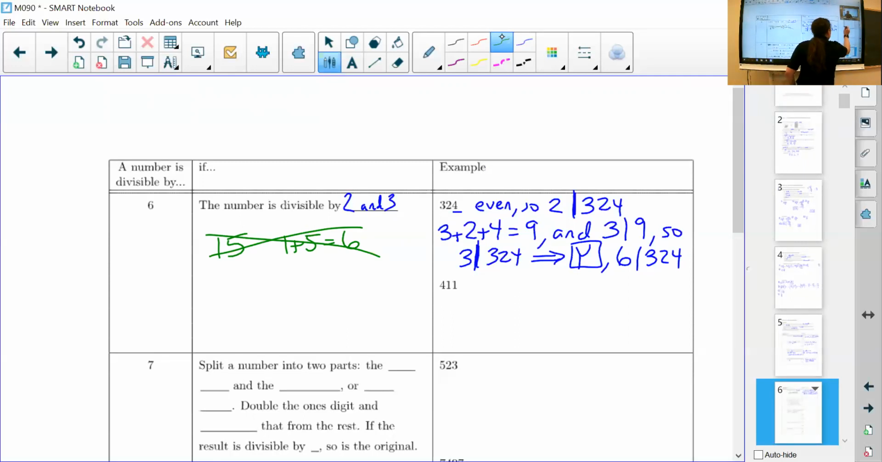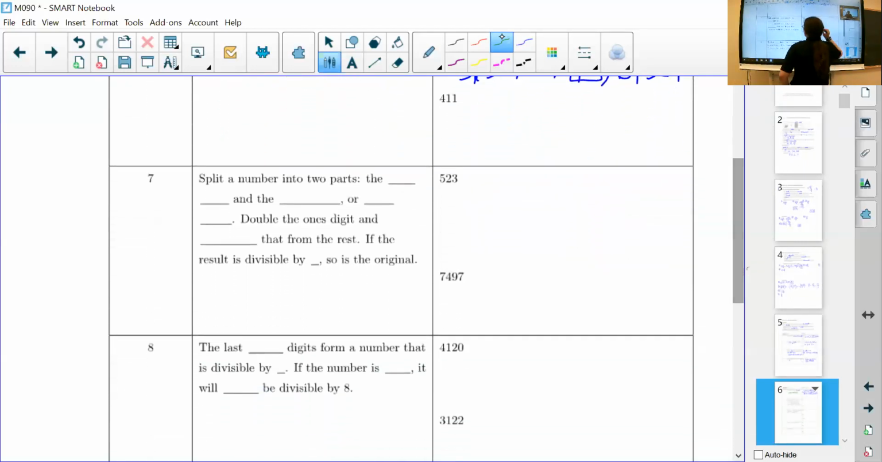The rule for 7 is probably the trickiest one. So it'll take a little bit of practice. What we're going to do is split a number into 2 parts: the ones digit and the rest.